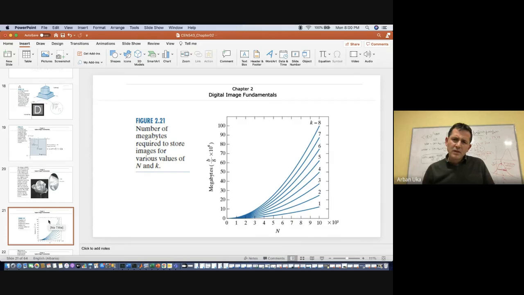We did some examples in the previous session where we used 8-bit images, which means that k would be equal to 8. For an image that we acquire, we can calculate how many megabytes it is, which is equal to b divided by 8 times 10 to the power 6. On the x-axis, we show the number of pixels. On the y-axis, we observe how many megabytes we get if we have an image which is 1 bit, 2 bits, 3 bits, 4 bits, 5 bits, and so on.